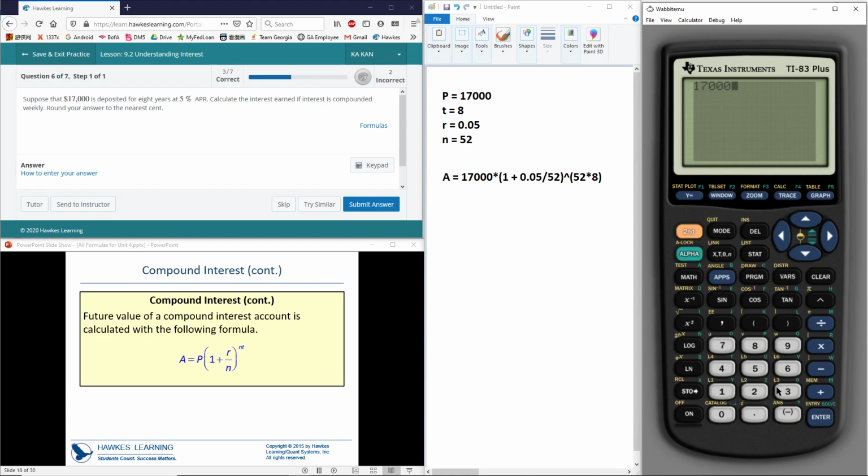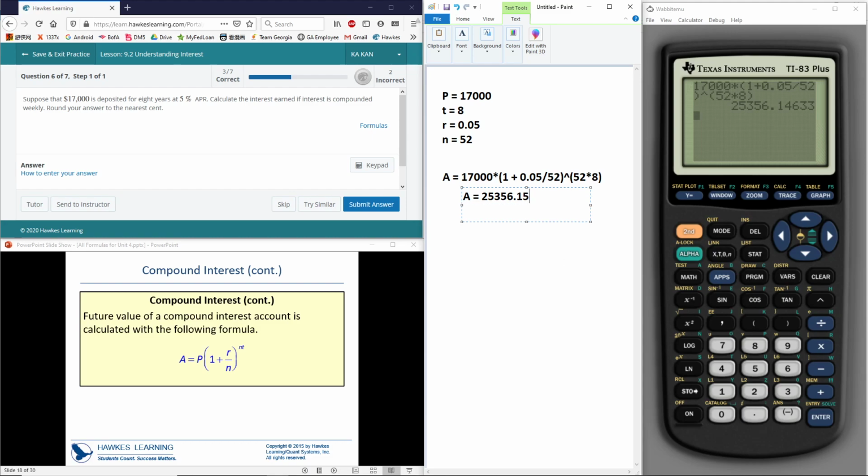17,000 times parenthesis 1 plus 0.05 divided by 52, close parenthesis, raise it to the power of 52 times 8, enter. There you go. So this turned out to be, the future value is 25,356.15.